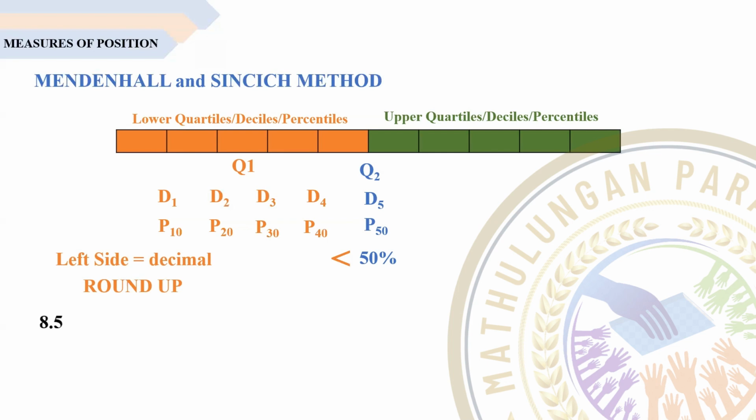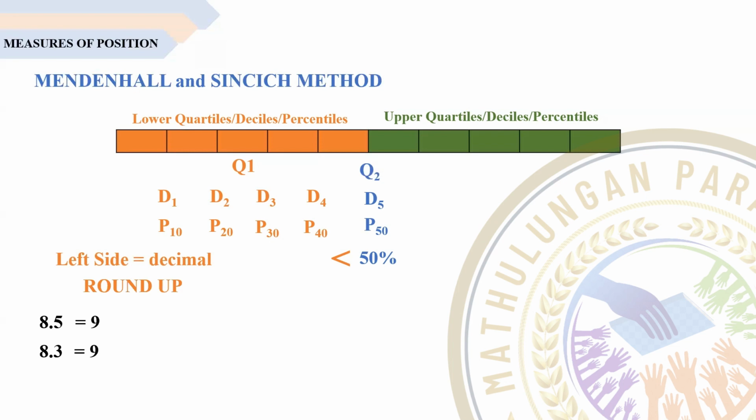Let us say for example, ang computed value ay 8.5. That means that position na ilalocate natin ay 9. On the other hand, if the computed value ay 8.3, ang ilolocate pa rin nating value ng position is 9. Ang computed value natin ay nag-fall sa lower quartile or lower decile or lower percentile wherein we are going to round up regardless of the value ng decimal.